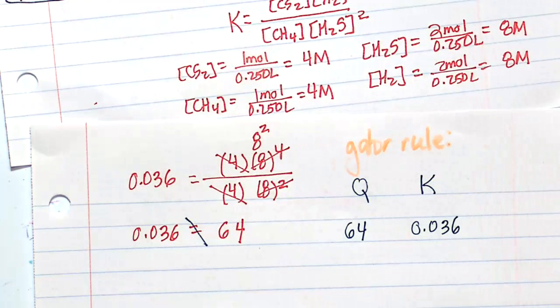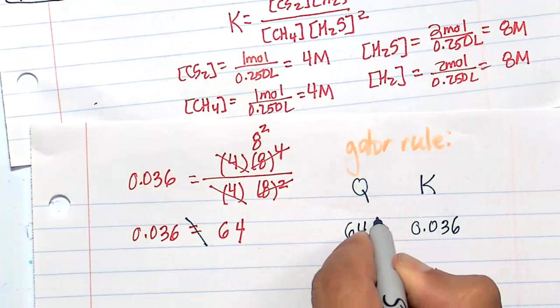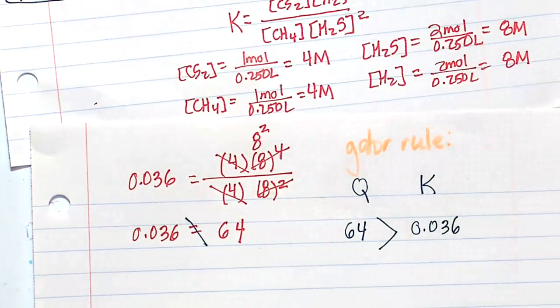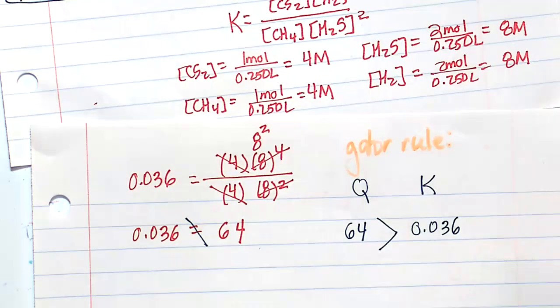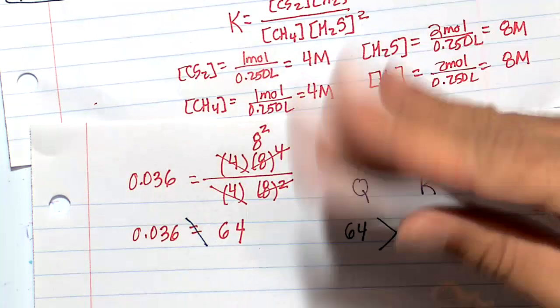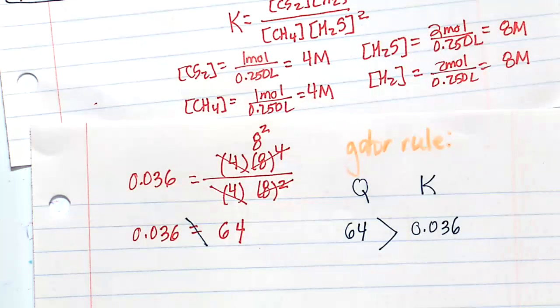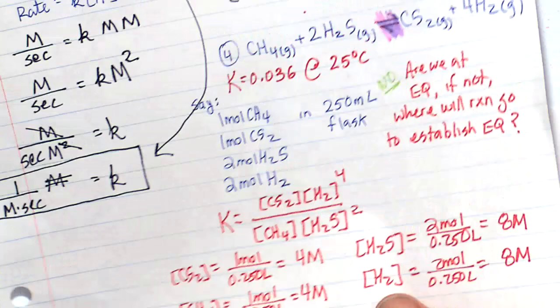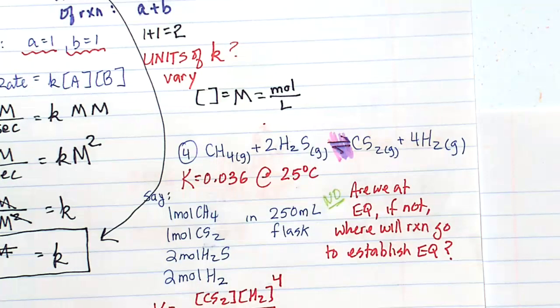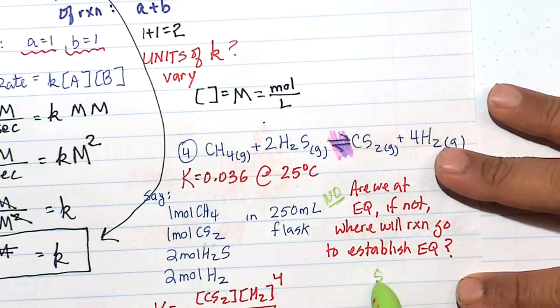Now you want to compare the numbers. We will see 64 is much, much, much greater than 0.036, the equilibrium constant. So which way do the Gator jaws point? To the left. So which way will this reaction shift to get to equilibrium? To the left. So it will shift left.